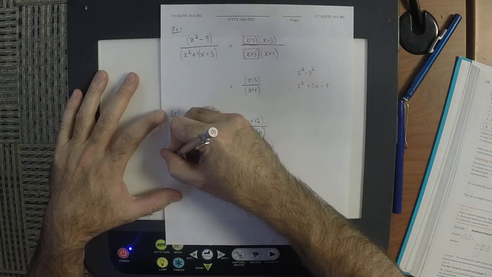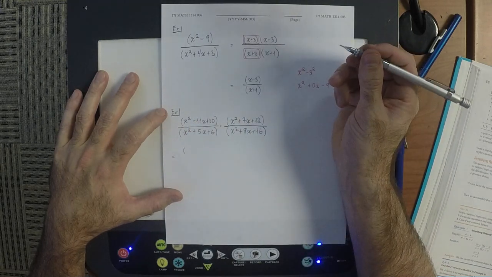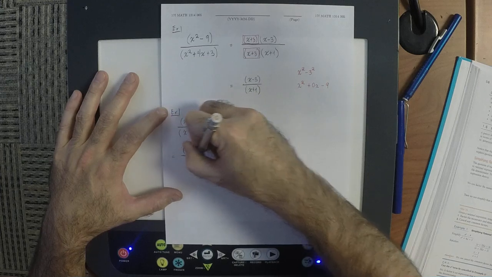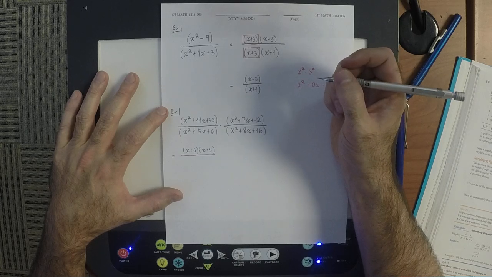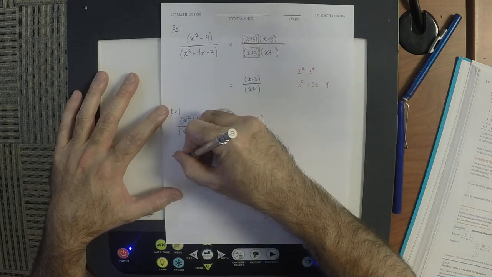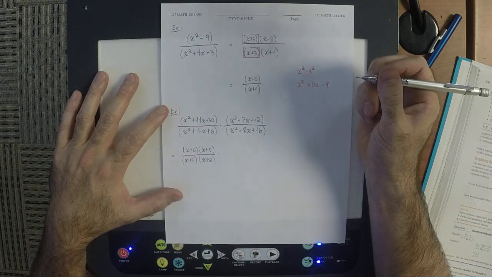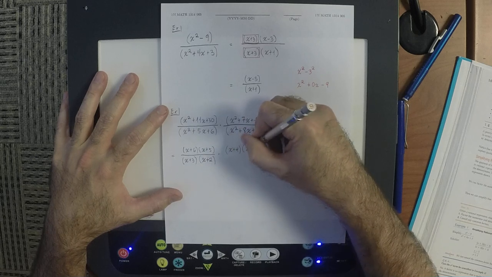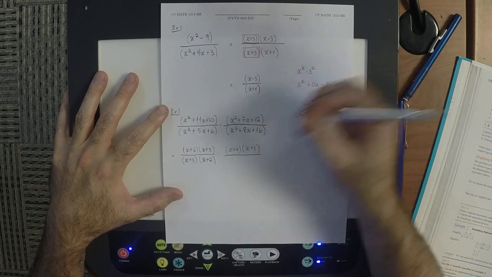Okay. Well, let's factor the top left. How does it factor? 5 and 6, good. And the bottom left? 5 and 1? Nope. 3 and 2. Why 3 and 2? It's 5. Okay. So 3 and 2. Top right? 3 and 4. Bottom right? 4 and 4, good.